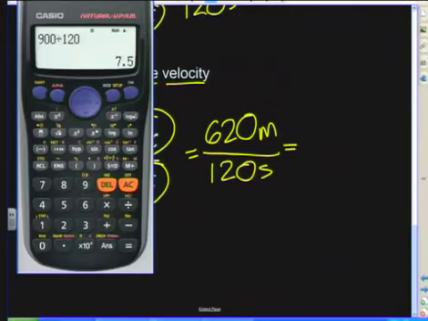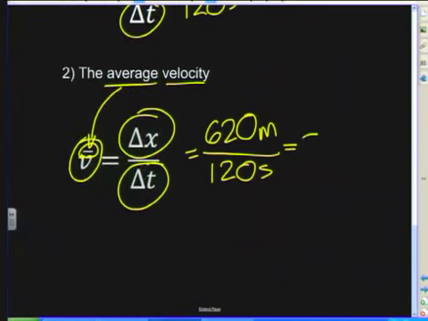And let's plop that into my calculator and let's see what comes out. 620 divided by 120 seconds, I get 5,17 if I round that off. So 5,17 meters per second. Now, I'm not done, guys.